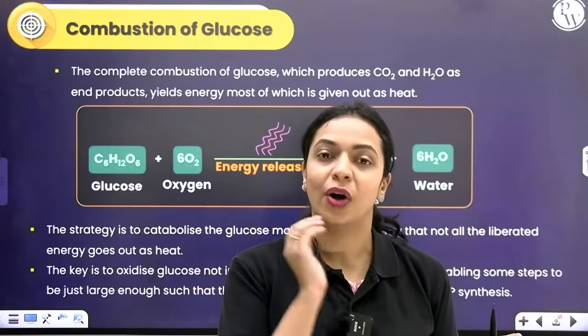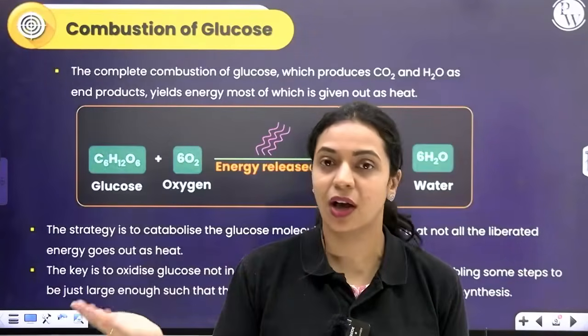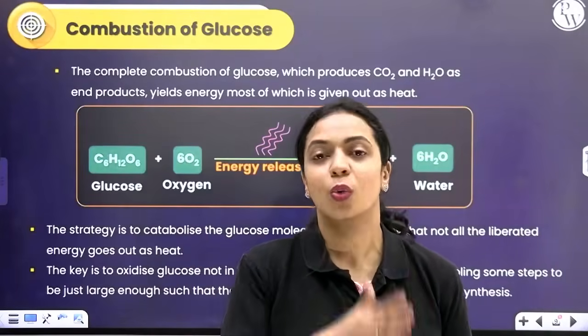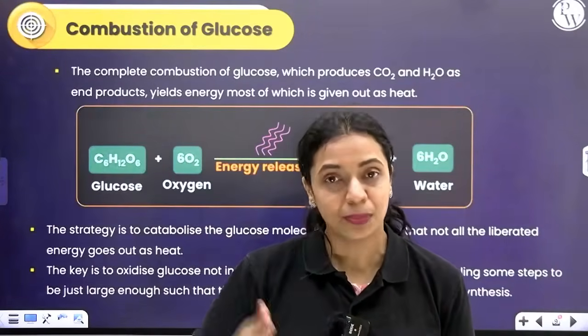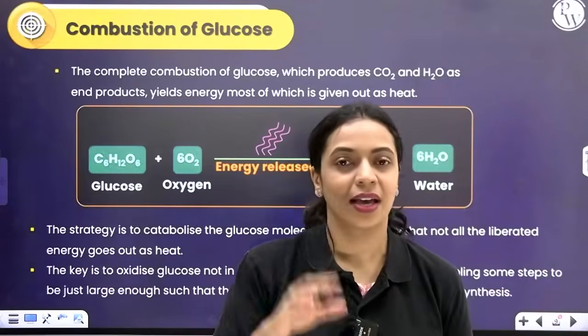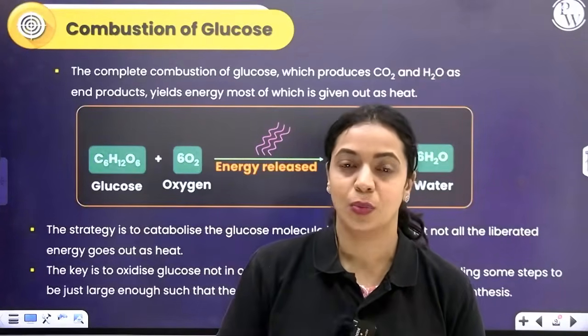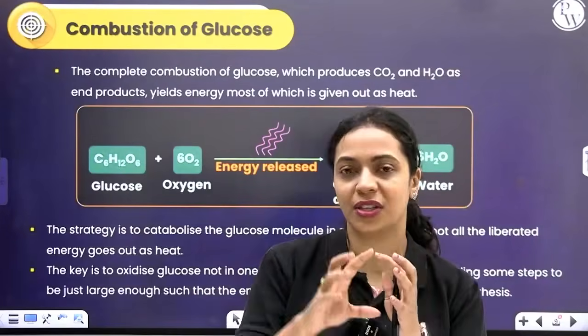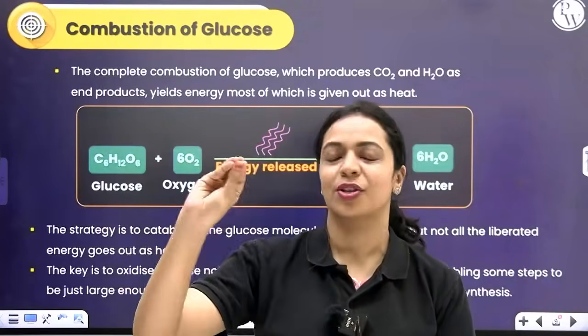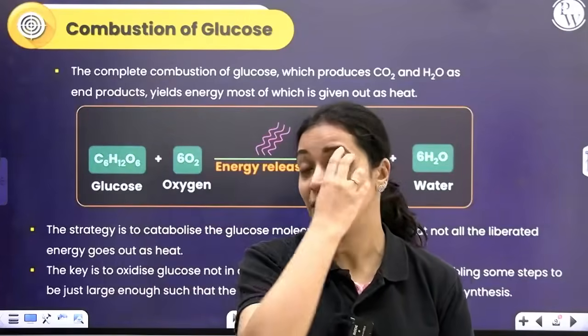So instead of burning glucose in one step and losing out on all the energy in the form of heat, what we do is, we break glucose down in multiple steps that are very, very small. Many steps, it will get oxidized, and some of these steps will produce that X amount of energy that is required for ATP synthesis. So just that much energy is liberated so that one molecule of ATP can get synthesized.